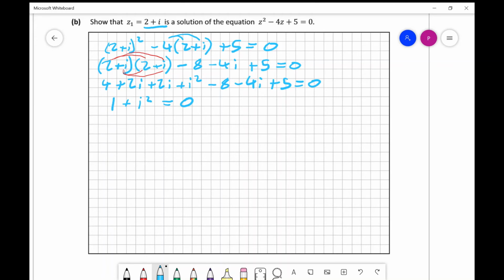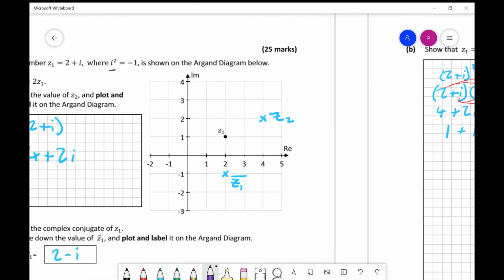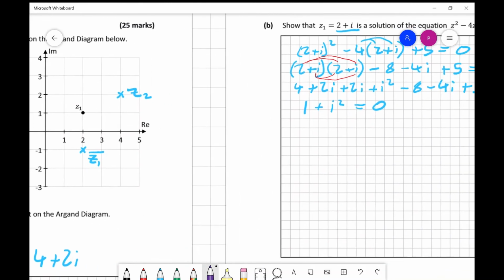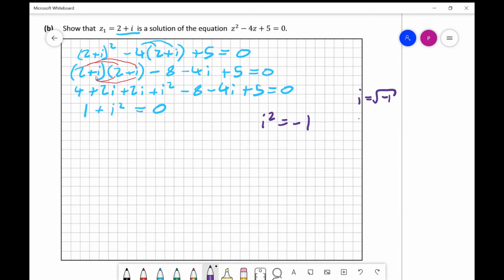Now i squared, if you recall, we know that i squared is equal to minus 1. We were told that in the question at the very start, but also we should be aware that i is equal to the square root of minus 1. So therefore i squared is minus 1. This is something that I'm hoping we know going into our exam, that i squared is equal to minus 1, and that we always have to change it into that.